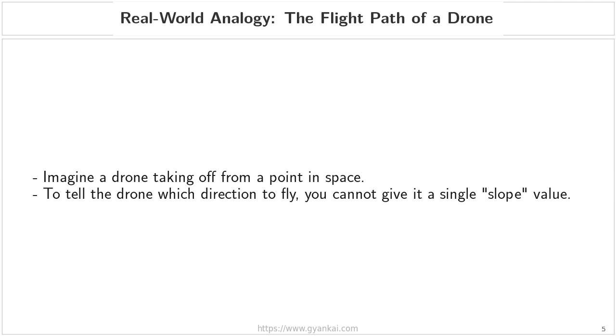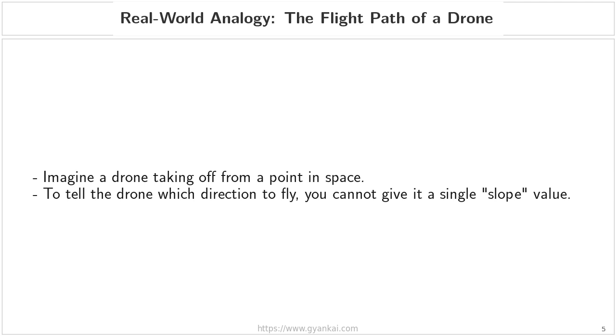Real-world analogy, the flight path of a drone. Now, to help you visualize what we've just discussed with vectors and coefficients, let's step away from the abstract math for a moment and look at a real-world analogy, the flight path of a drone. Imagine you have a drone sitting on a launch pad, ready to take off into 3D space. If you were working in a simple 2D plane, you could just give the drone a single slope or angle to follow. But as we learned in the previous slides, 3D space is more complex.